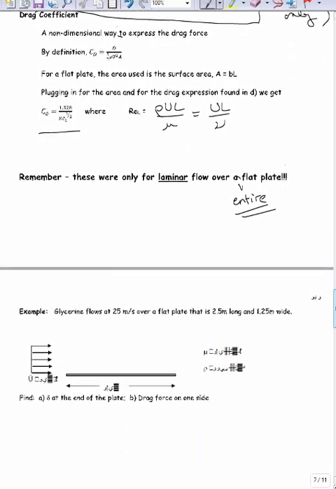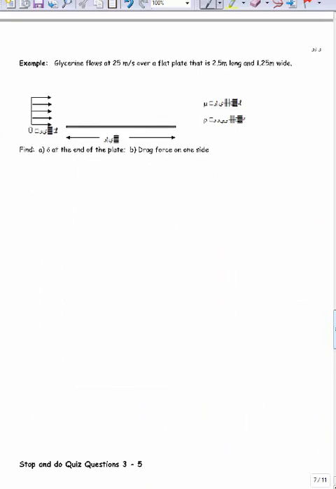Okay. Example here. Glycerin. So glycerin's like your corn syrup. It's very thick. It's going to have a high viscosity, so it's more likely to be laminar. It flows at 25 meters per second over a flat plate, 2.5 meters long, 1.25 meters wide. Sorry about these. Wow, it looks like I'm cussing all over this picture, but we have all the numbers we need. Mu here equals 1.5 kilograms per meter second, and rho is 1264 kilograms per meter cubed.